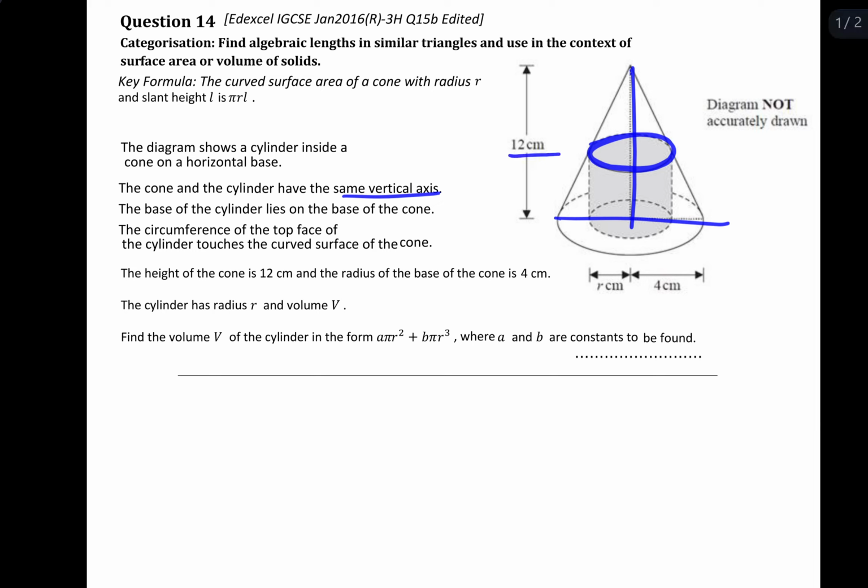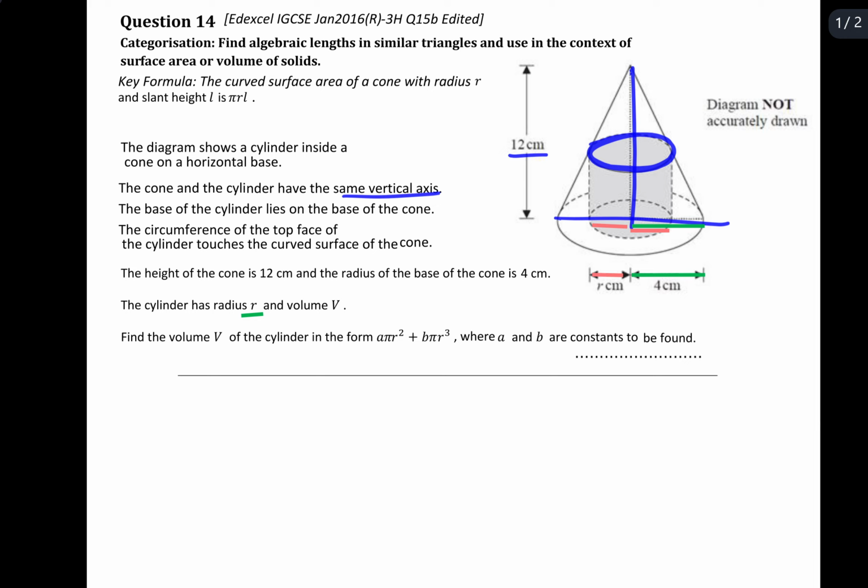The height is 12. Now that's given to us. And the radius of the base of the cone, so that's this distance here, is 4. Now that's provided to us. But we're also told that the radius of the cylinder is r here. So the radius of the cylinder is referring to this distance here, or this distance here, which is shown down there.